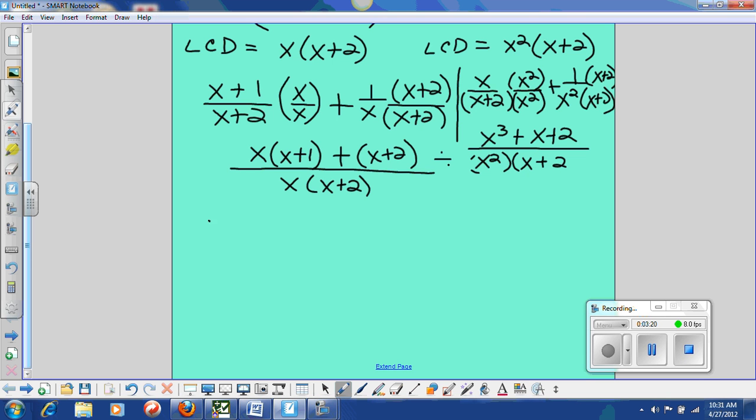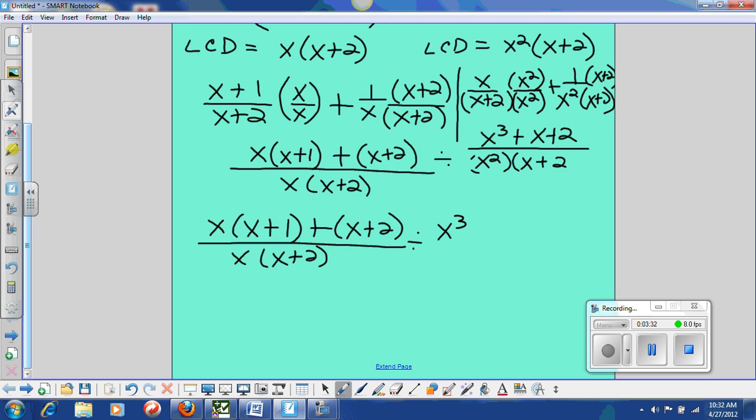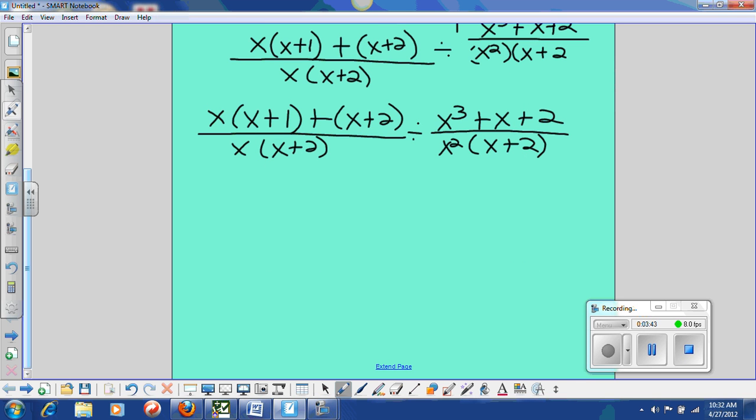Let me rewrite it. So I've got x times the sum of x plus 1 plus x plus 2 over x times the sum of x plus 2 divided by x to the third plus x plus 2 over x squared times the sum of x plus 2. Now we know, back to basic fractions, we're going to change it from a division problem to a multiplication problem by switching that second fraction and changing to multiplication. Copy down the left-hand side.